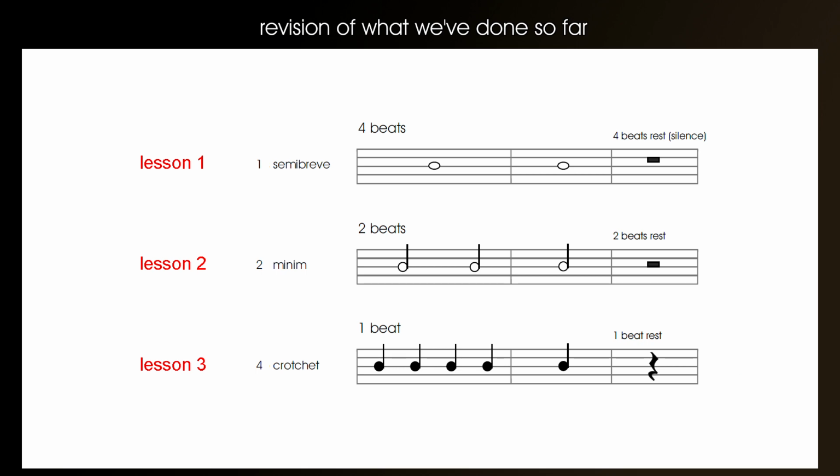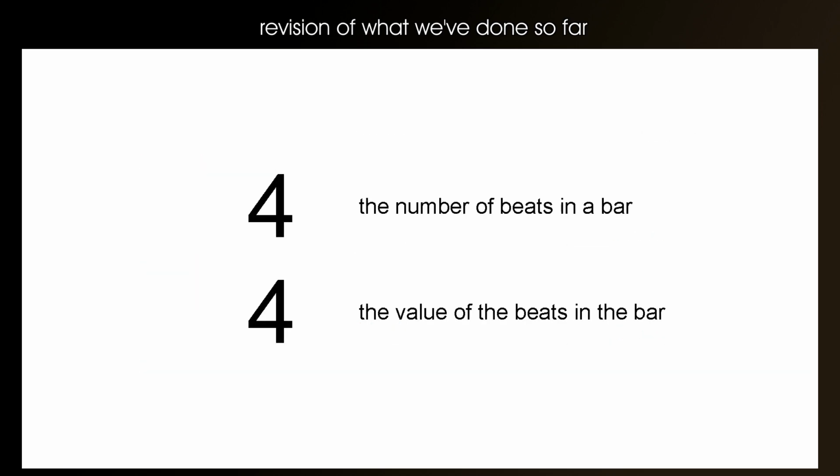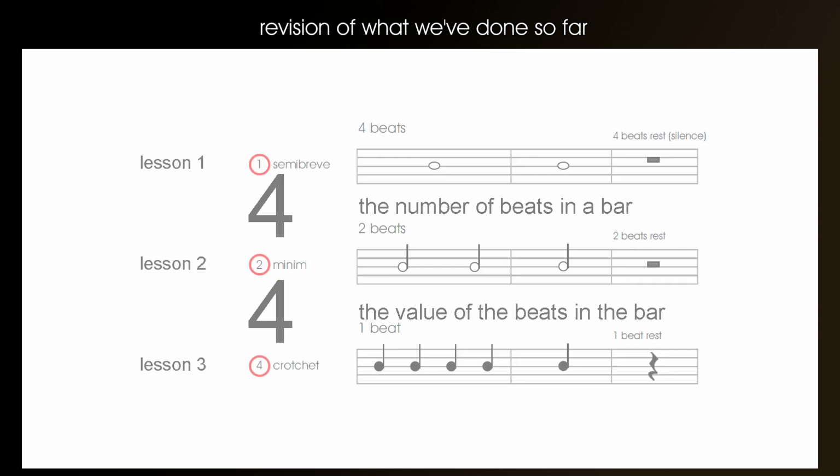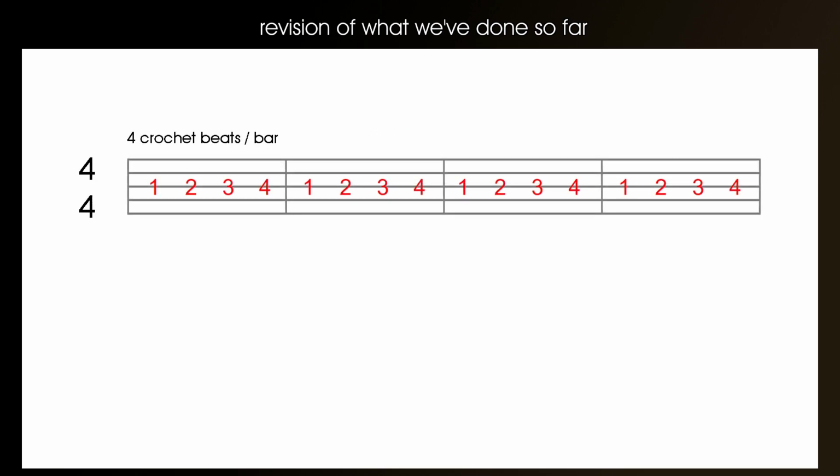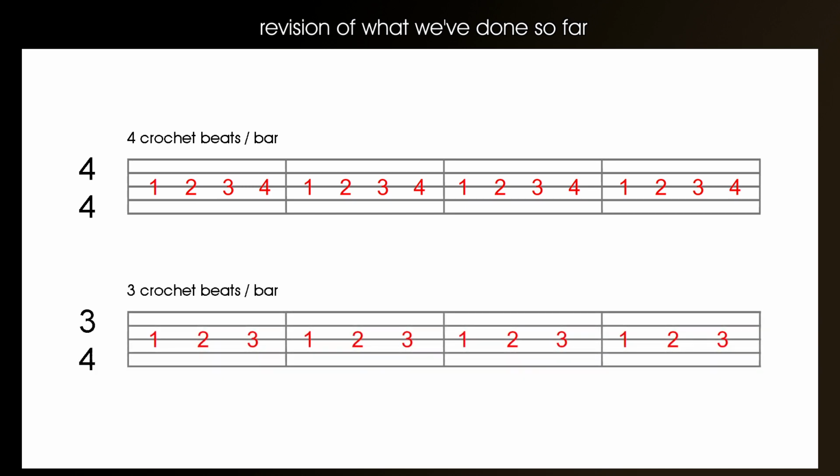And you may remember in the last lesson we had a slightly more in-depth look at time signatures. So we know that the top number of the time signature is the number of beats in the bar, and the bottom number is the value of the beat in the bar. If you look back at the previous slide, you can see the value there is 1 for a semibreve, 2 for a minim, and 4 for a crochet. So now hopefully you know that a tune in 4/4 time has 4 crochet beats per bar. And in the last lesson we looked at one tune that was 3/4 time, or waltz time, and that had 3 crochet beats per bar.